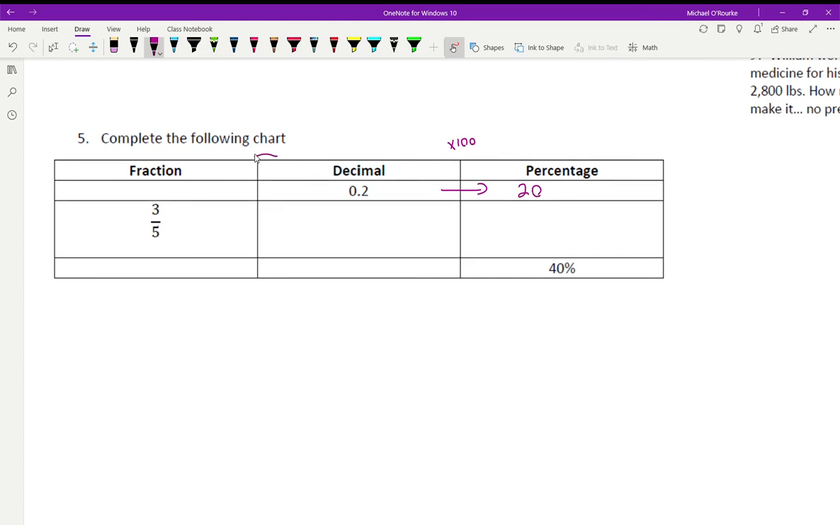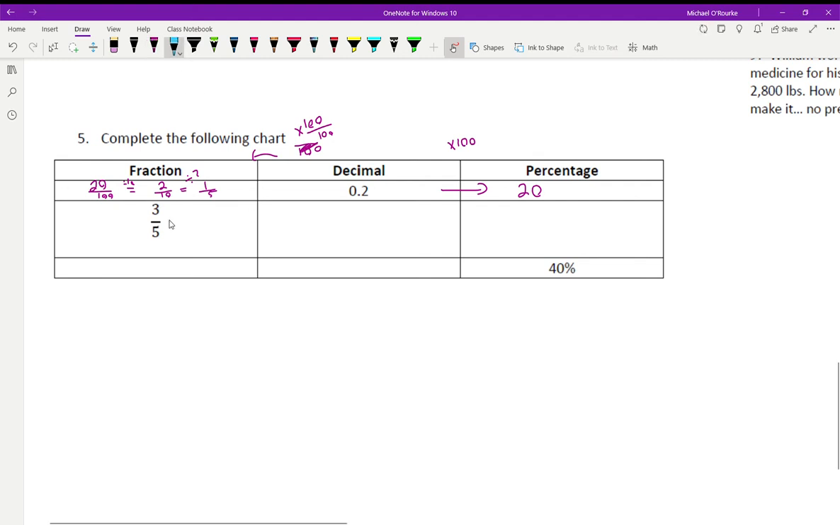For this one, we put it over 100. Sorry, times by 100 over 100. So times by 100 was 20, and we put it over 100. Then we could reduce that to be 2 over 10, and then reduce it again to be 1 over 5. Now how I reduce that is I divided both by 10, then I divided both these by 2.